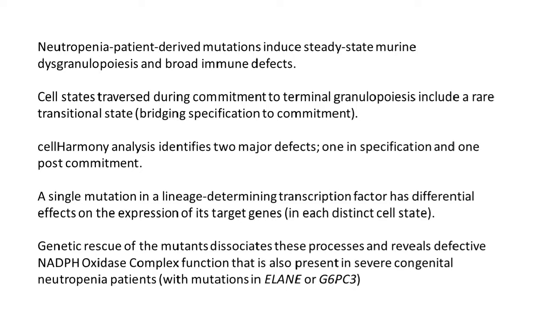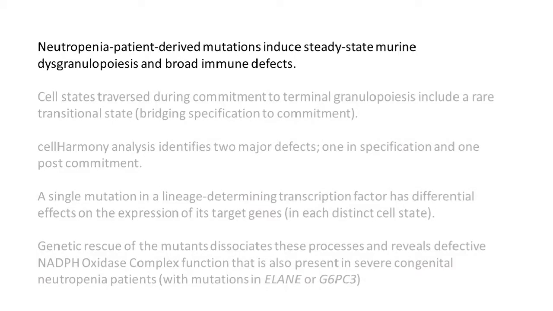Then we'll return to the mutant mice for an in-depth multiomics analysis to further dissect these 2 defects that we found. And this leads us to a key finding that highlights the importance of analysis at the cell state level. And then finally, we perform a genetic rescue of the mutants to identify the underlying defect in neutrophil function in these mice. So first, let's talk about our new mouse models of neutropenia.